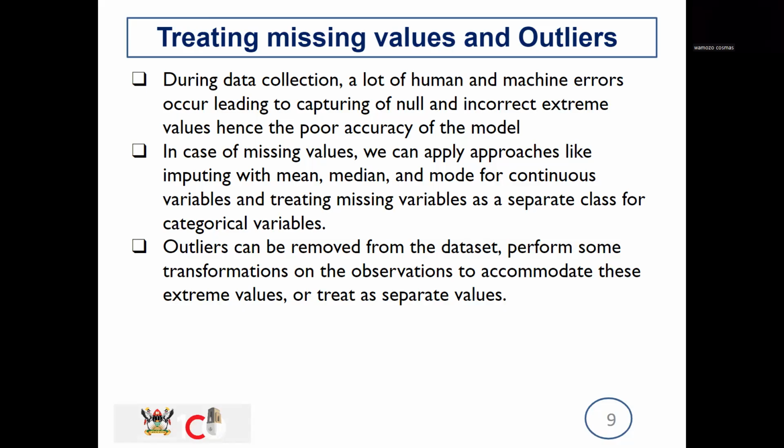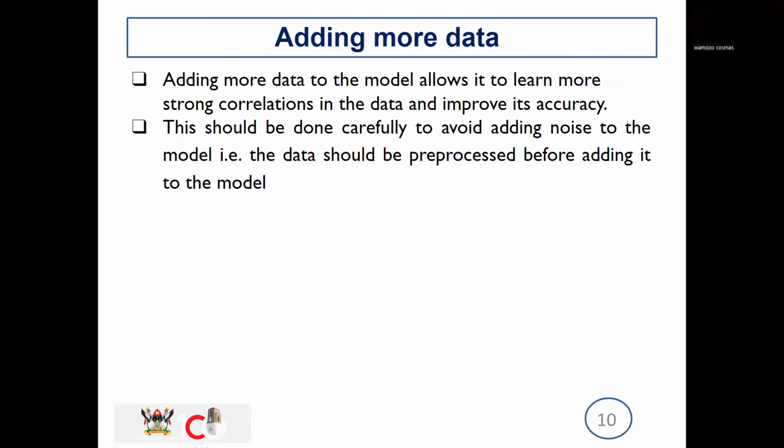Then for outliers, outliers can be removed from the data set. We can also perform some transformations on the data to reduce the impact of these extreme values on our final score. We can perform transformations like getting exponents or maybe the logarithm, stuff like that, and then we make sure that we reduce the effect of these outliers on the final scores.